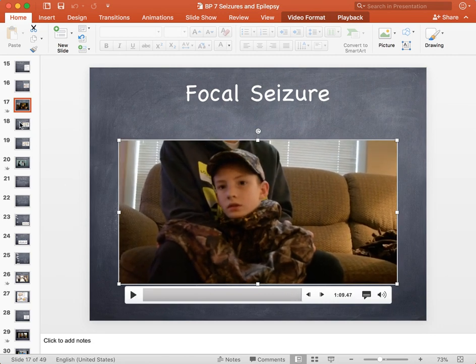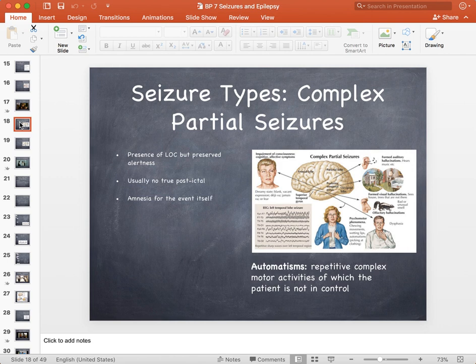So he's back. On to complex partial seizures. Here again you have a change in the level of consciousness, so your awareness is different, but you have preserved alertness. Again, there's usually no true post-ictal period. One key differentiating feature, though, is that a person should not remember this. So there's amnesia for the actual event.